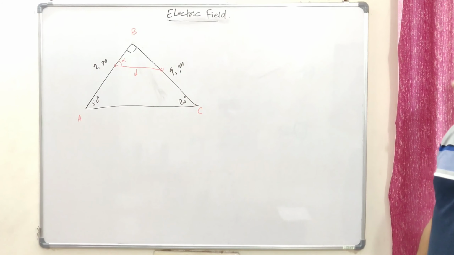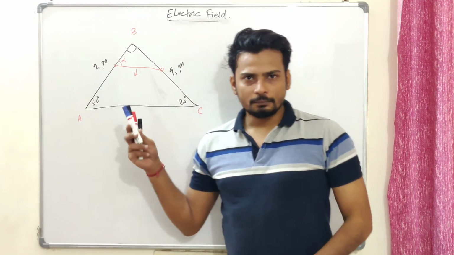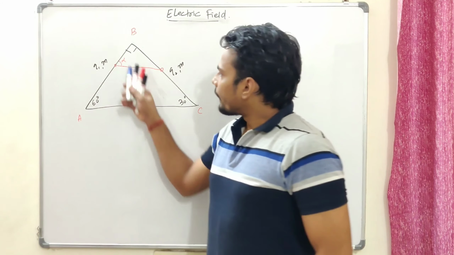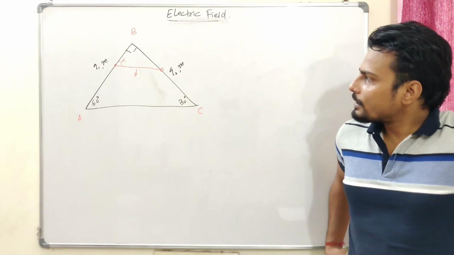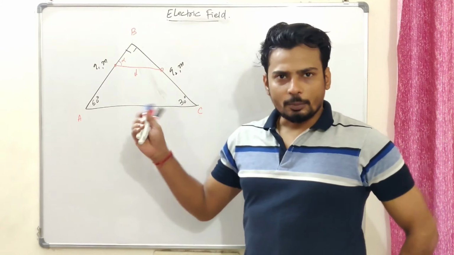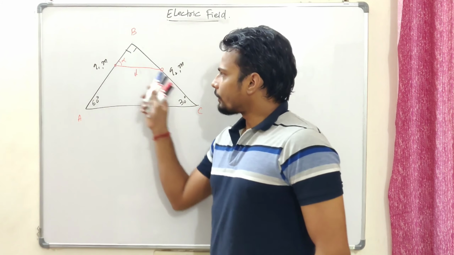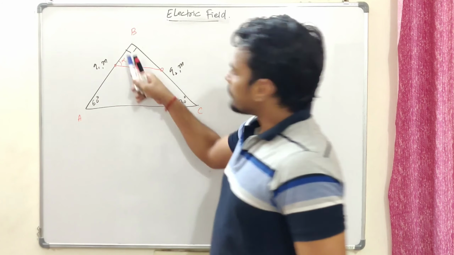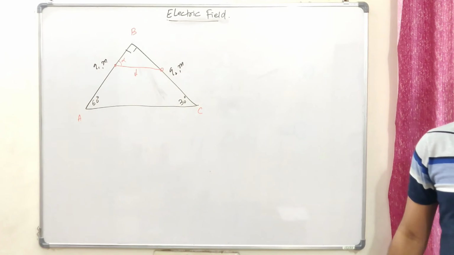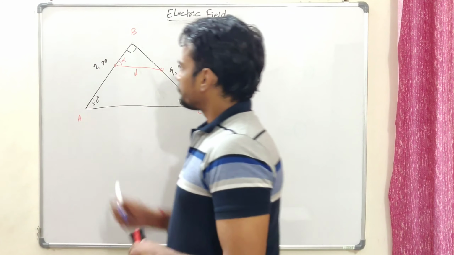Now my question to you guys: find the tension in this chord and the angle alpha. The chord is not cut, it is as it is, and assume it's in equilibrium. So you have to find the tension in this chord, and of course this angle alpha. That is the question for you guys. Let's see what we do over here.